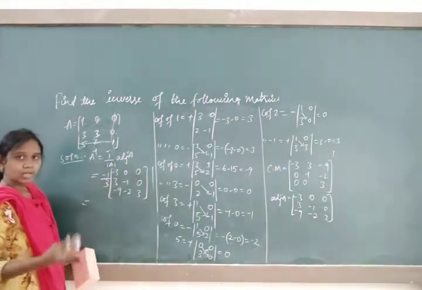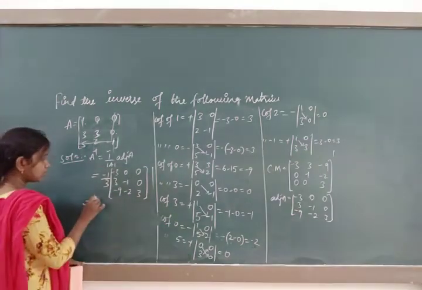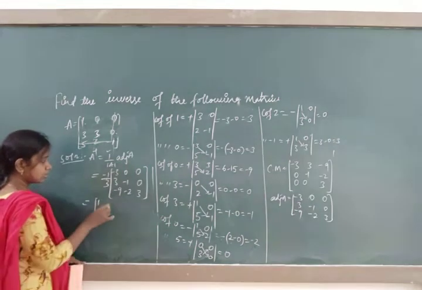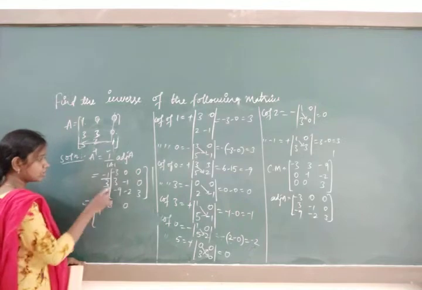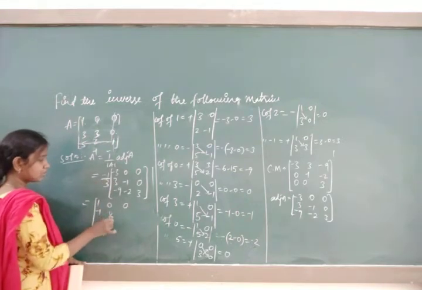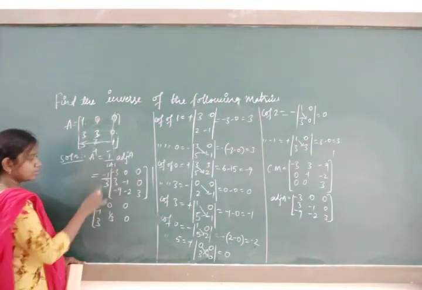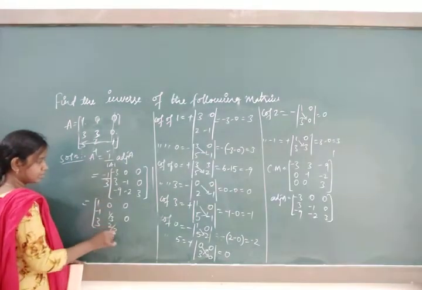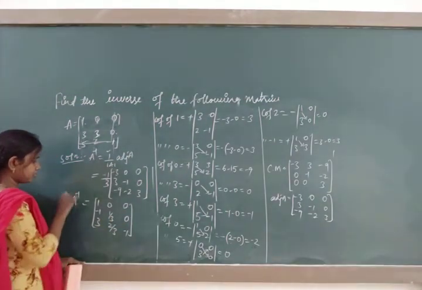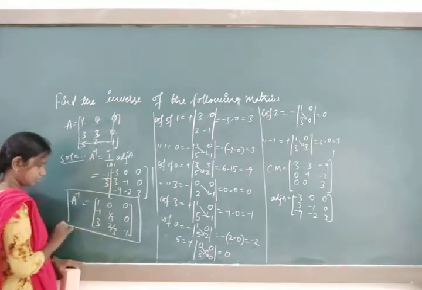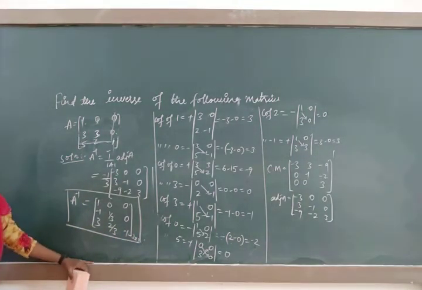So divide throughout by 3 because it's a scalar and it's a matrix. You divide all the 9 elements by minus 3. It's 1, 0, 0. 0 by something is 0. It's minus 1, minus minus gets cancelled. It's 1 by 3. It's a 0. It's 3. It's 2 by 3. It's minus 1. So in this way you have to find out the A inverse.